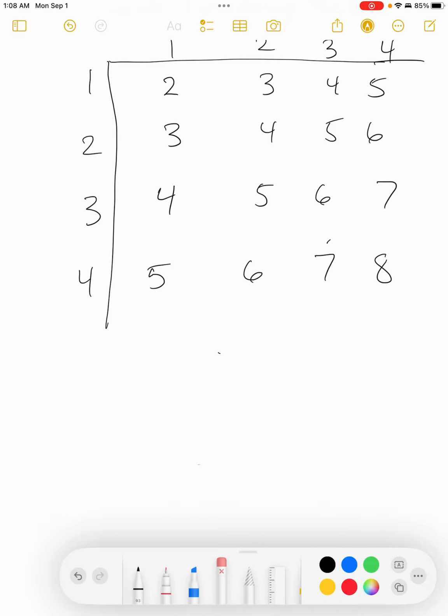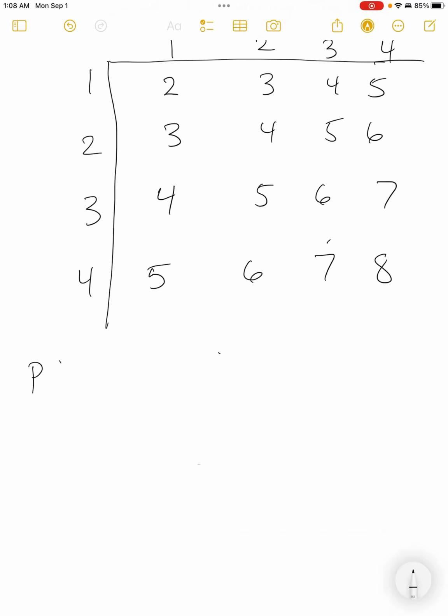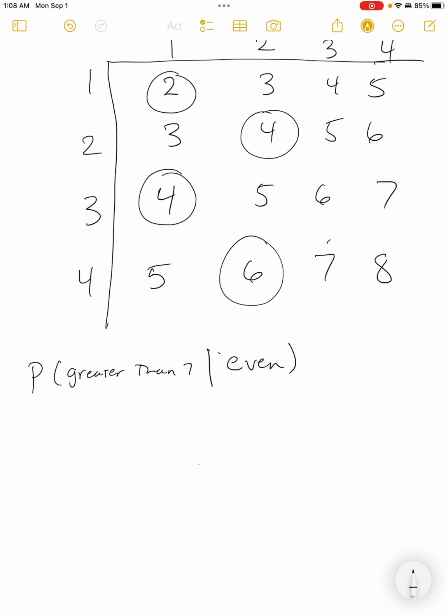What about this? What if I said the probability that it's greater than 7 given that the total is even? Okay, well, I just have to look at my even totals. 2, 4, 4, 6, 4, 6, 6, 8 are all my even totals. So my bottom number will be what's in my set.